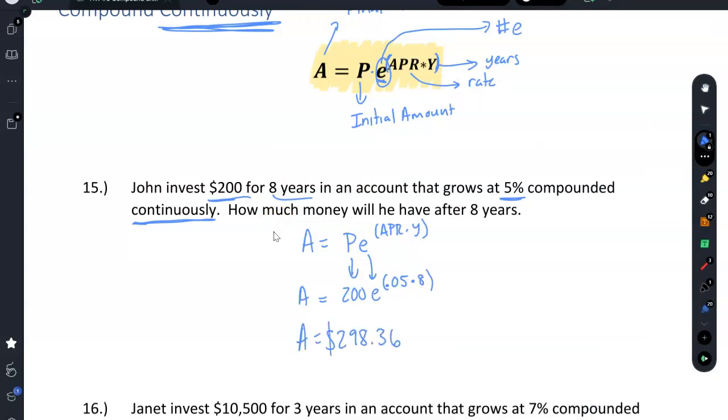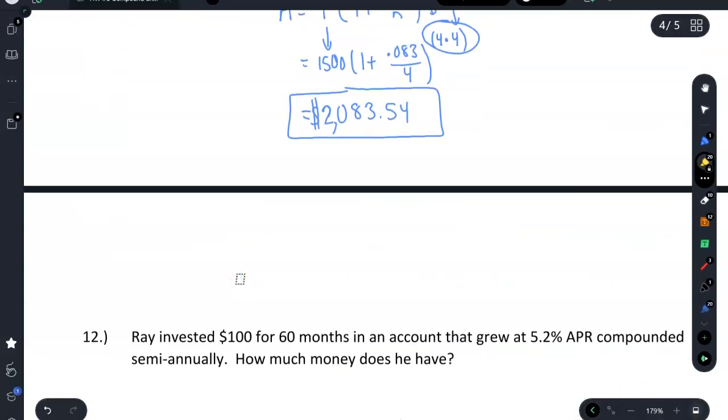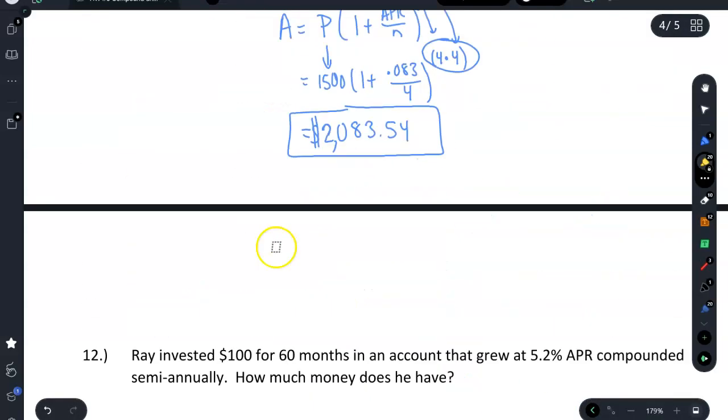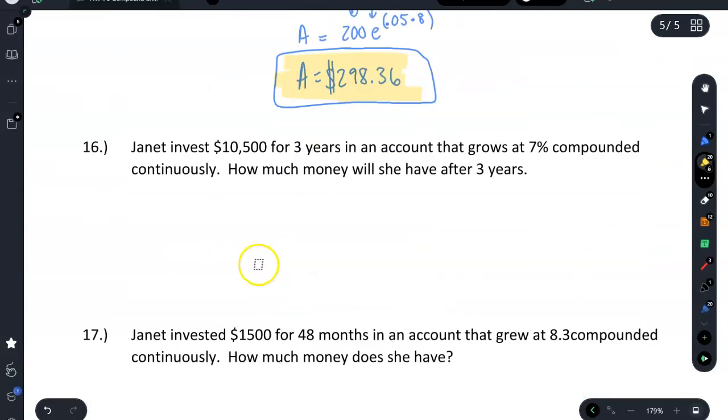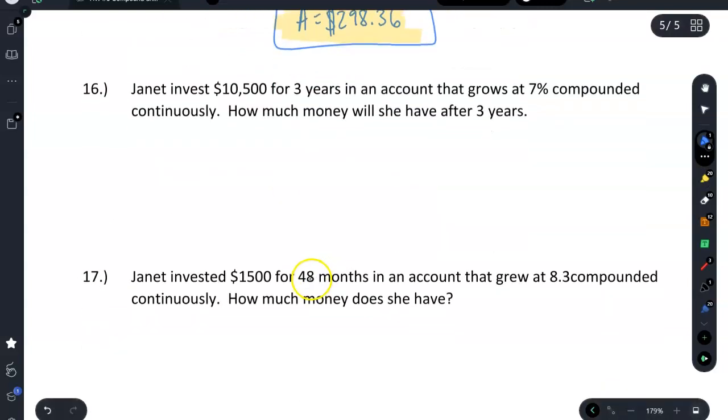So just like I did on the previous example, this was the same one where we had $200, 8 years, for 5%. And if we look at it when it was just compounded, it was $298.12. And you can see that it didn't go up much, but when we compound it continuously, it was more profitable to have it in an account that's compounded continuously, given that the initial amount, the years, and the rate stayed the exact same. All right.